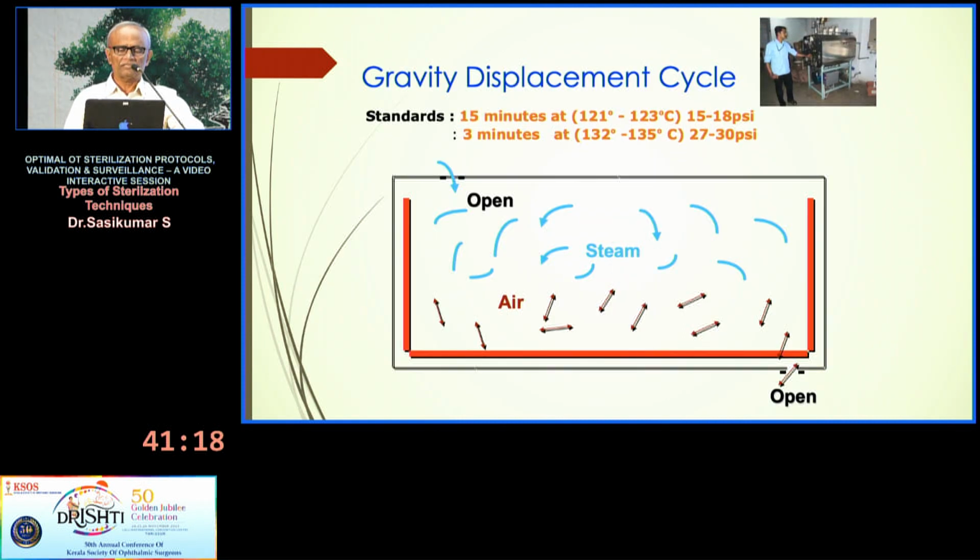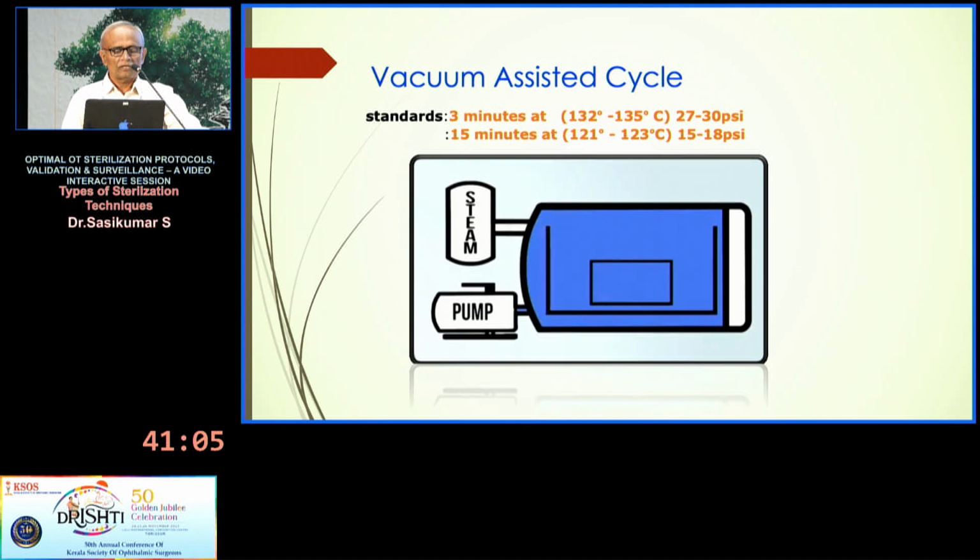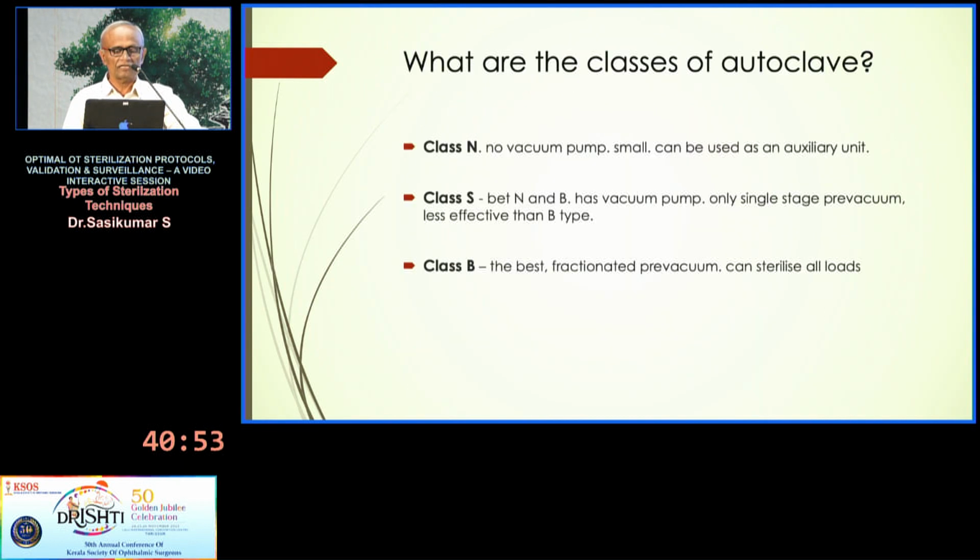In a gravity cycle, because steam is lighter than air, it is injected in the upper part. This displaces the air down through gravity, and further steam injection facilitates its passage freely through the items. While in a vacuum assisted cycle, a separate vacuum pump is used to draw in or suck out the air, and then the steam is let in, which sterilizes the items placed inside.